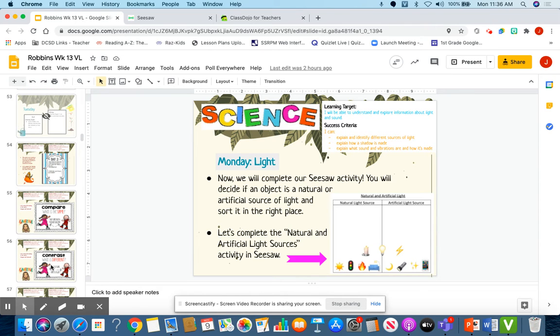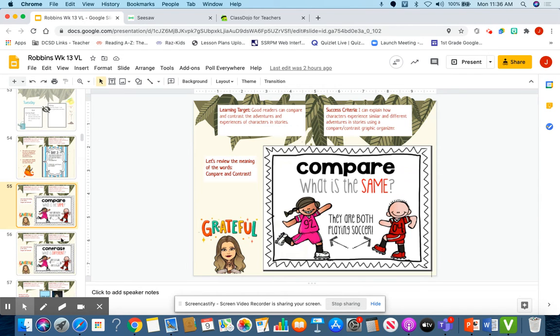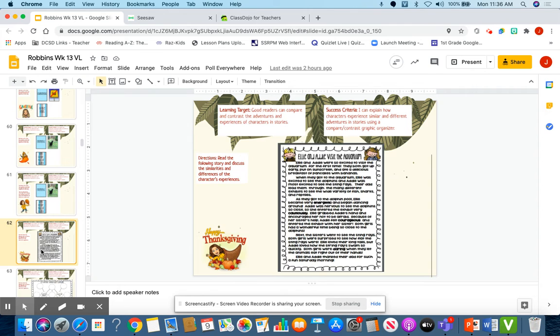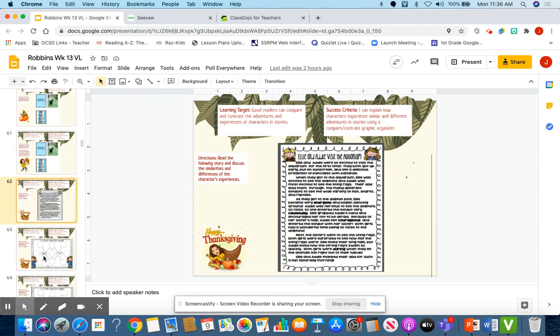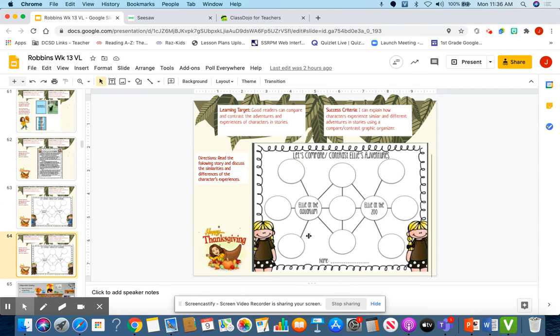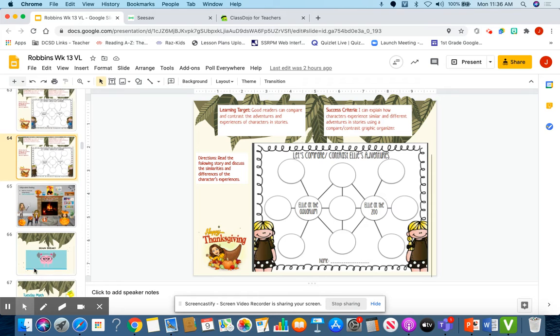Tuesday, we are still continuing to talk about comparing and contrasting adventures and experiences of characters and stories. So today, we're going to read a story about Ellie and Addie, how they visit the aquarium, and then compare and contrast Addie at the aquarium, Addie at the zoo, and Ellie at the aquarium, and Ellie at the zoo.